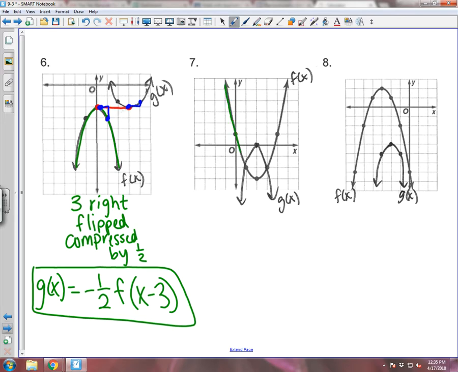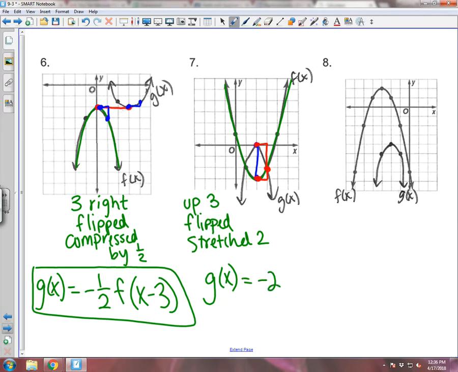Number 7, here's f of x. The vertex was moved up 3. It was flipped. And let's check the width. So from f of x, we go over 1, up 1. From g of x, we go over 1, down 2. So this has been stretched by 2. All right, so if I'm going to write my function, we've got to flip it and stretch it. Then we have to move it up by 3, which means that plus 3 goes on the end.